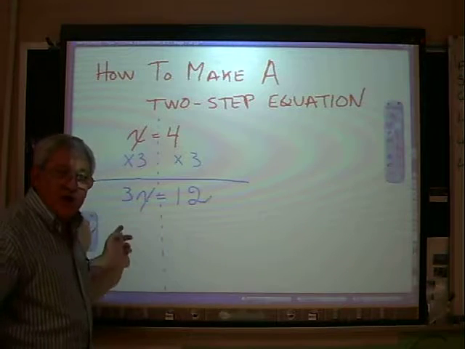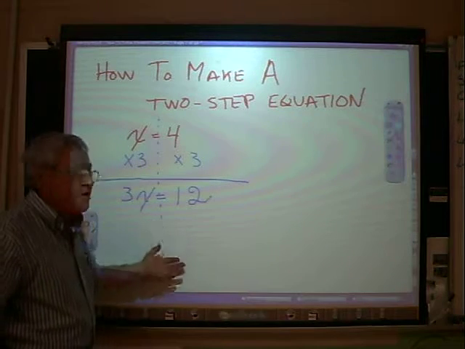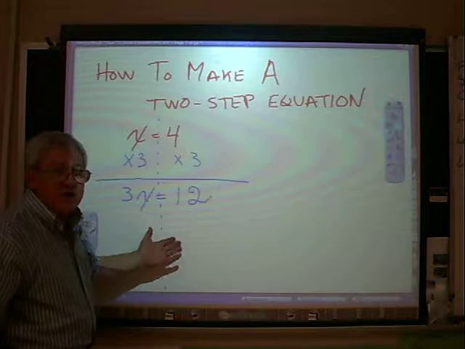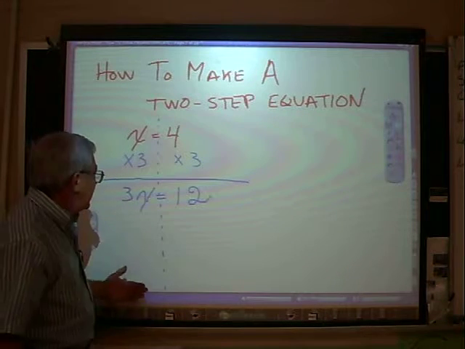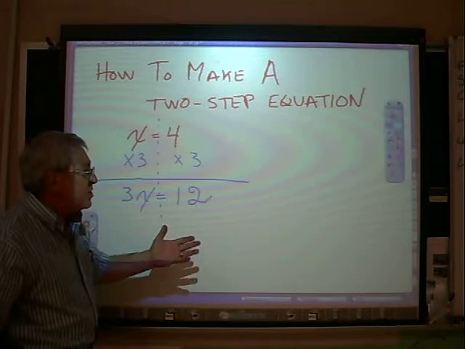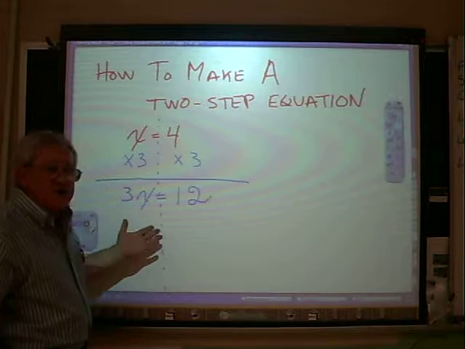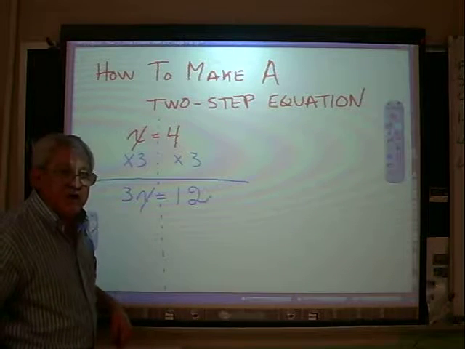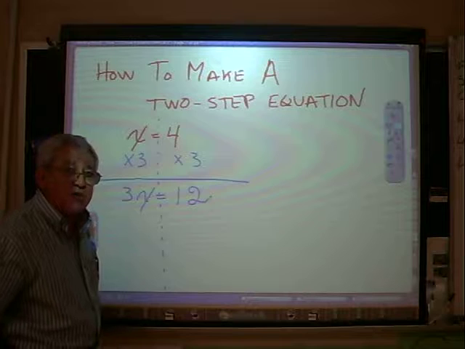How would I solve it? I'd divide each side by 3, wouldn't I? Because I just multiplied by 3 to get there. To undo it, I'd divide by 3. Well, I don't want to do that yet. I have more to do. So I have 3x equals 12. I want to do something else to that equation just to make it slightly more complex.